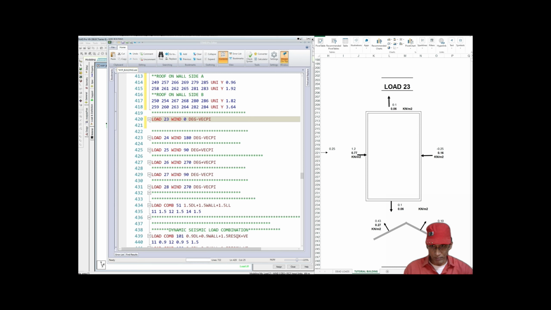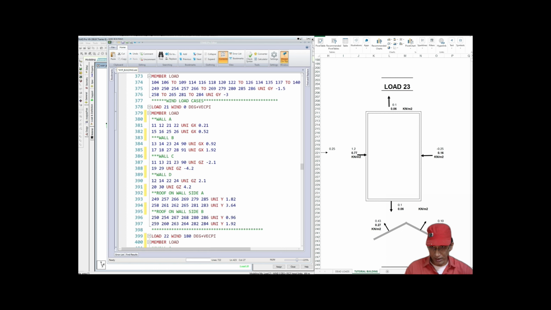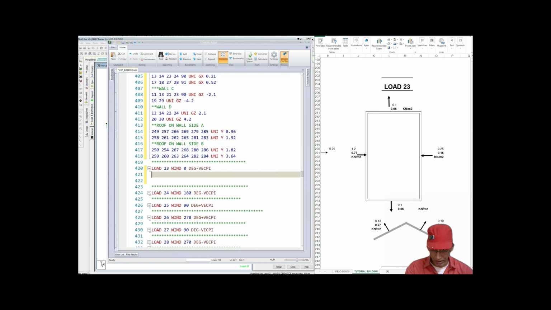Let us come to load number 23. Now load number 23 is wind 0 degree with negative CPI. So on wall A the pressure is 0.77 kN per square meter. On wall B it is 0.16 kN per meter square, but it is in negative x direction. So let us go back to load number 21 again. Copy all the member loads, paste it below load number 23.